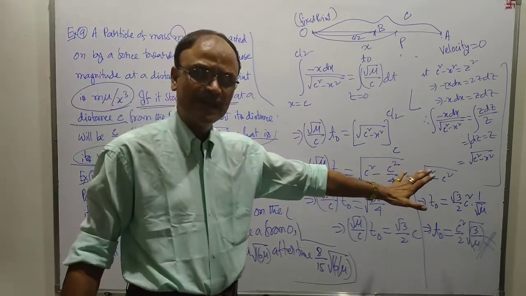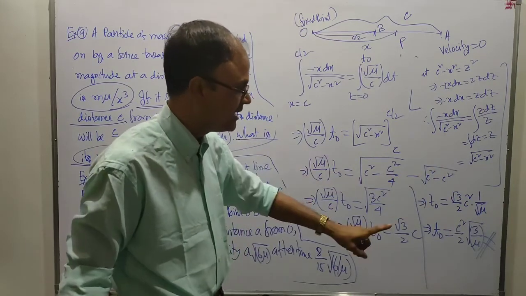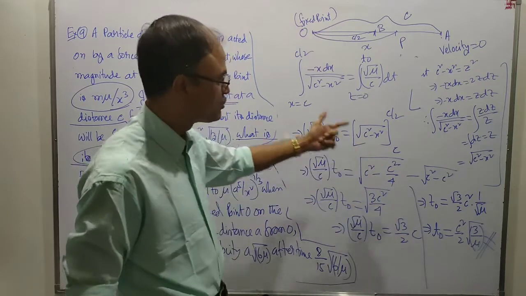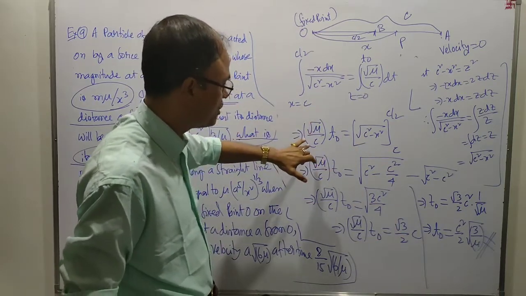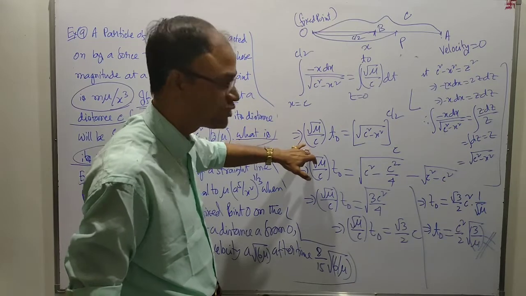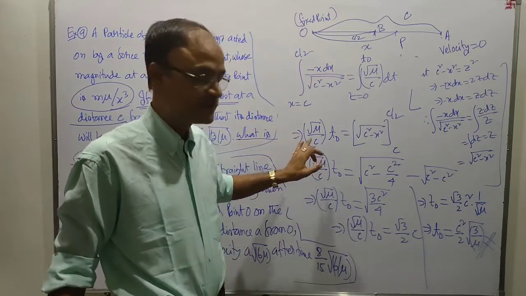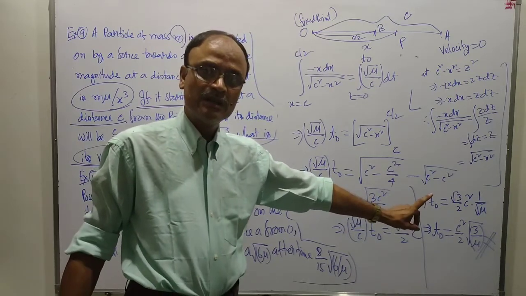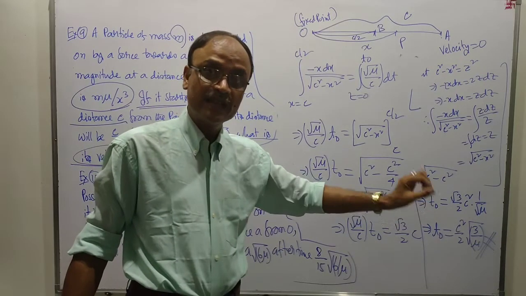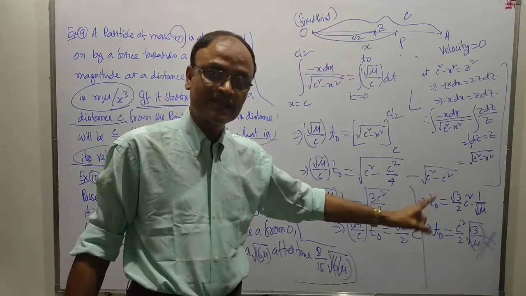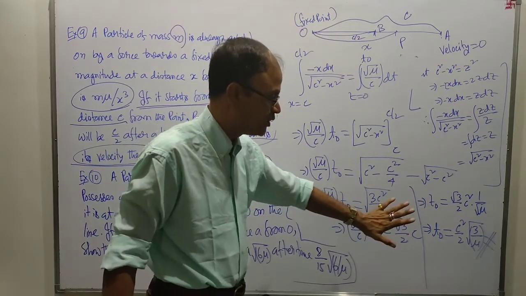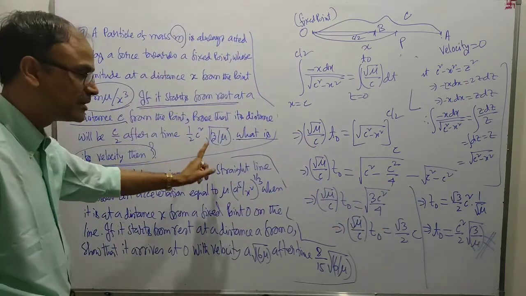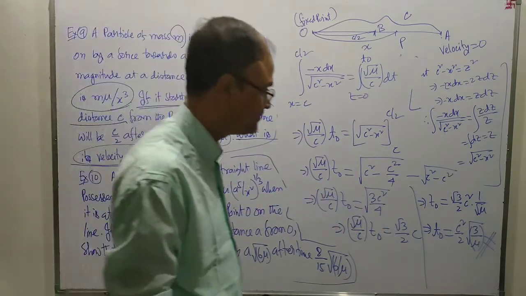Very simple question. Just a simple mistake was done. C was dropped, and the correction has also been done. Therefore, there should not be any problem to understand this question. I hope you have enjoyed this and you have understood everything is c square by 2 like this, right?